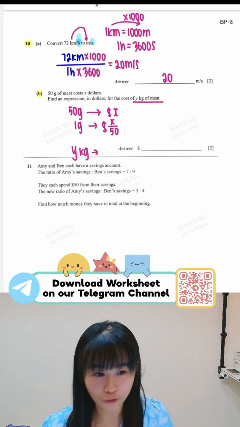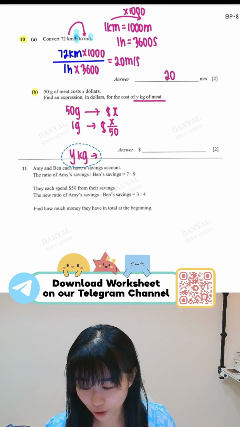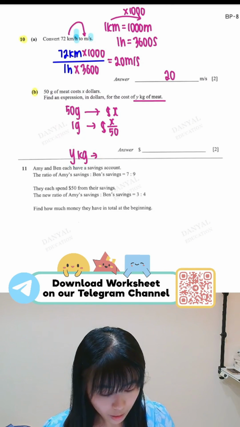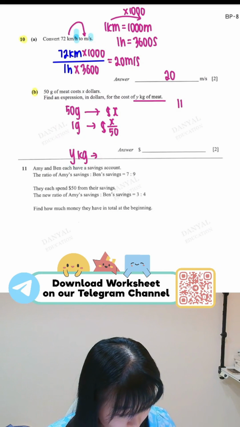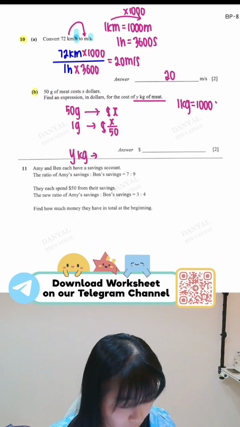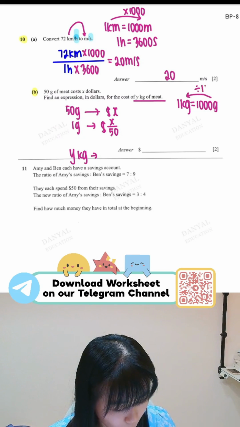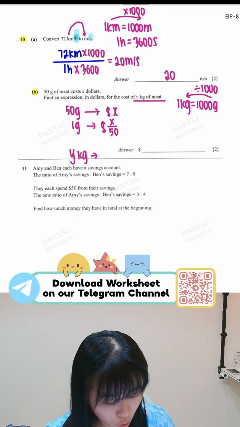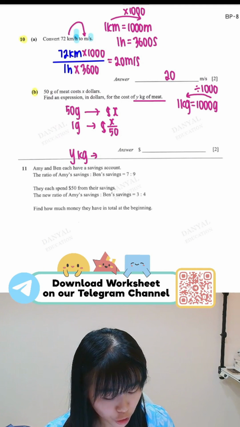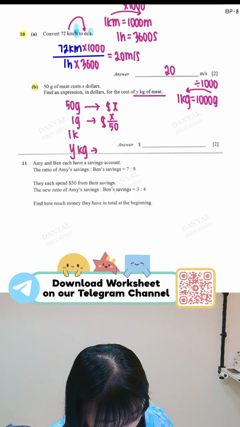Now this question got a few different ways of doing. So let's say I want to change it to 1 kg. I know that 1 kg is 1000 gram. So if I want to change gram to kg, I need to divide by 1000. Everyone agree with me? I need to divide by 1000. So what I will do is change to 1 kg here.